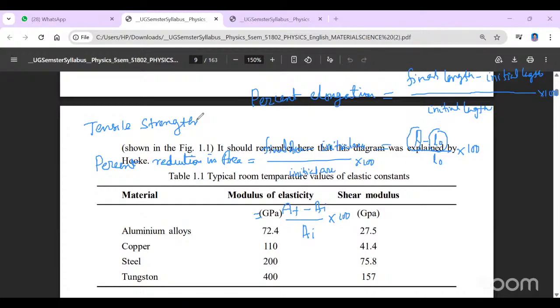So the percentage reduction in area can be calculated by this formula, AI minus AF by AI. The percentage reduction in area generally decreases if defects such as porosity or inclusions are present inside the material. So this is also one of the properties which we have. And then we should know about creep. 1 minute.